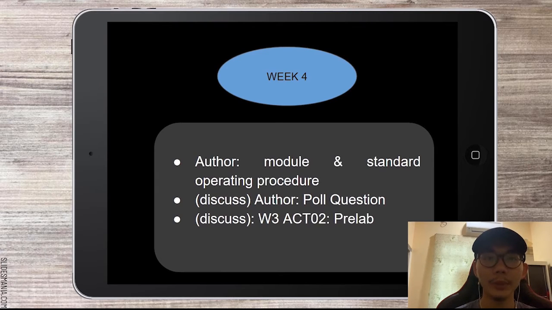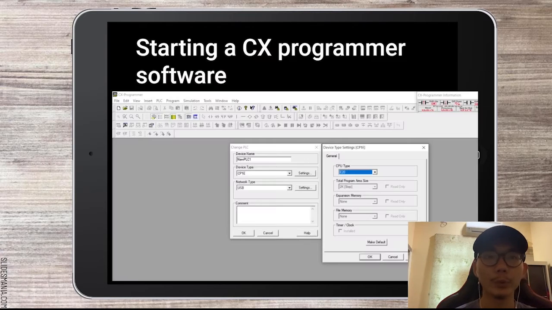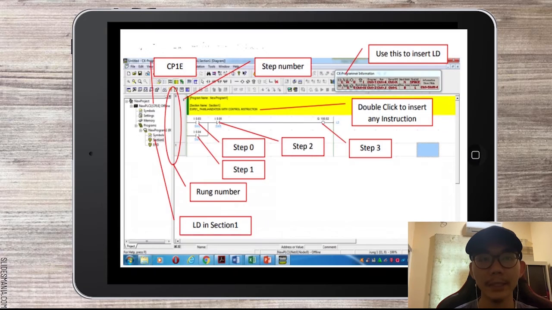In week 4, we learn module and standard operation procedure, discuss a pull question and previous pre-lab. To start a new file for CX Programmer, we have to click the CP1E at device type and choose E20 for CPU type. The interface for CX Programmer consists of step number, rung number, CPU type, and load section.